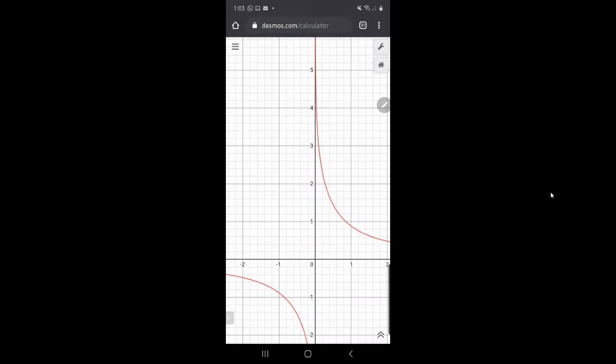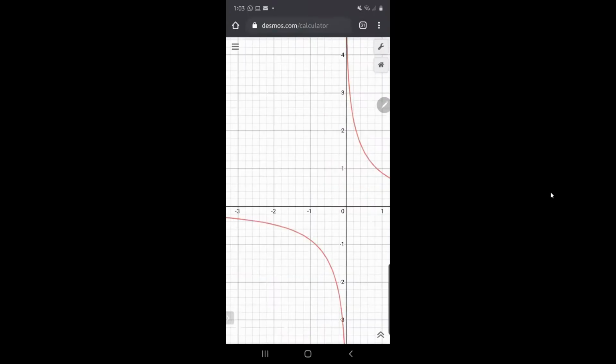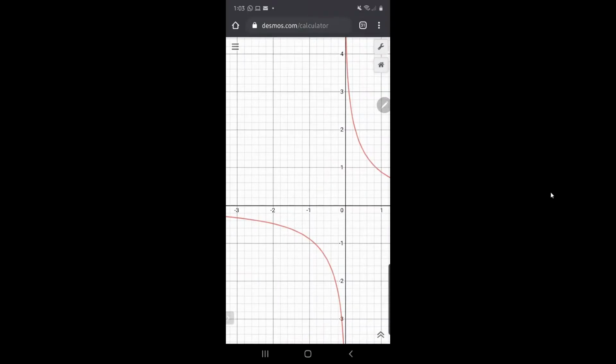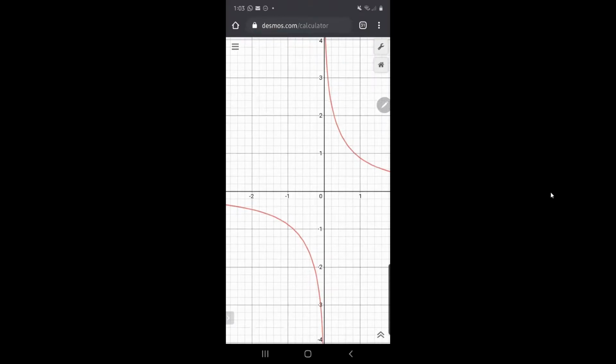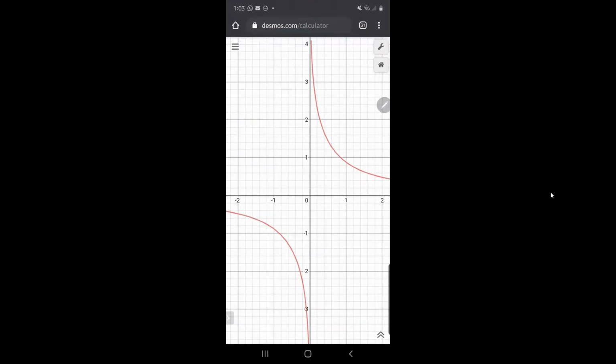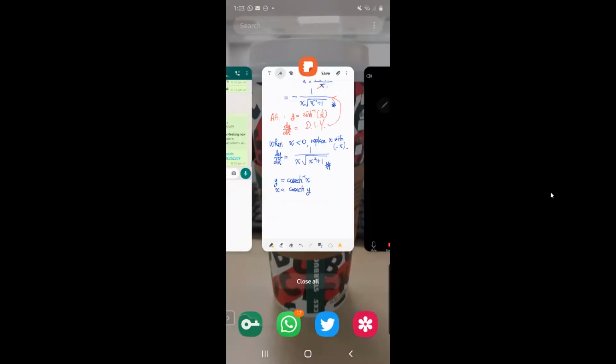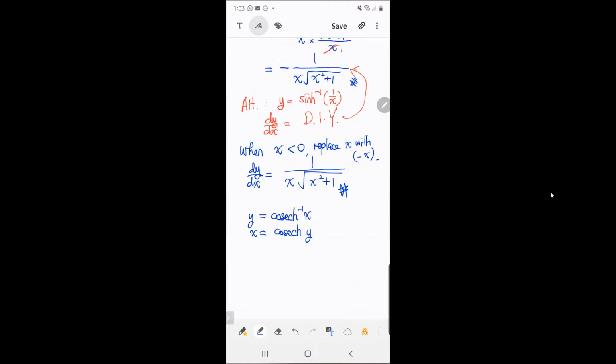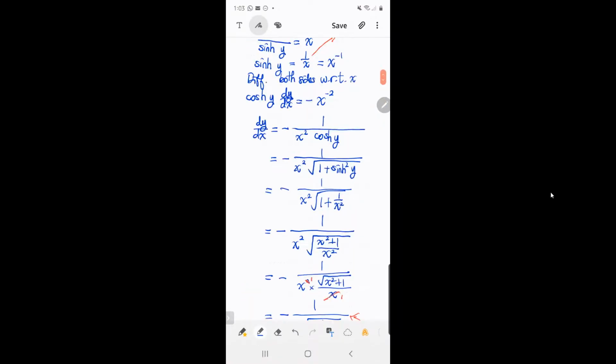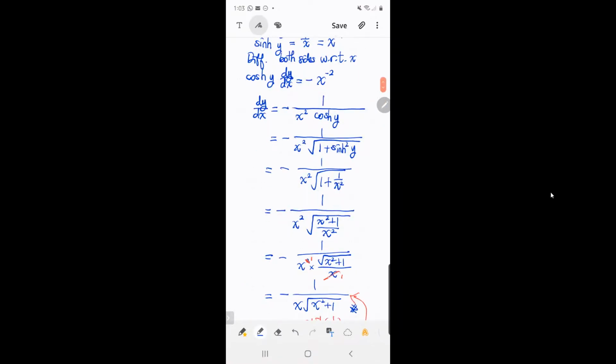All the dy dx are negative, correct? The gradients are always negative. So this is the graph for y equals cosec inverse x, and you look at your dy dx, which is always negative. For this question, the first part, they say for x greater than 0, you get dy dx equals negative.